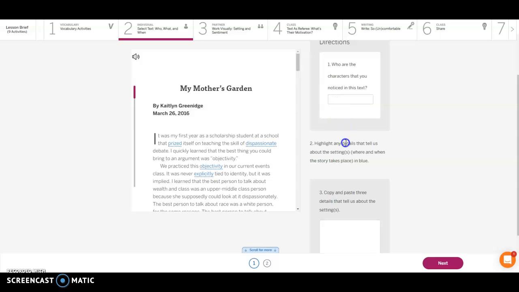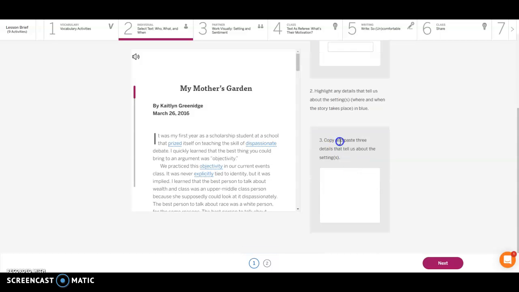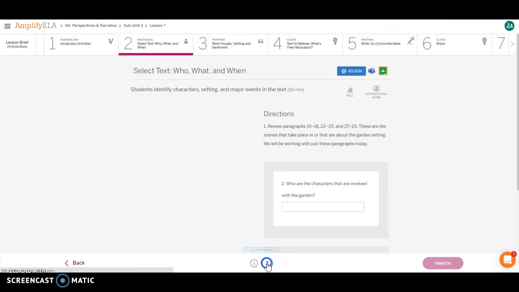Write their names in, and then you're going to highlight any details that tell us about the setting. So where and when the story takes place, that should be in blue. You can pause the video and do that now. And then you're going to copy and paste 3 details that tell us about the setting. Go down to number 2.